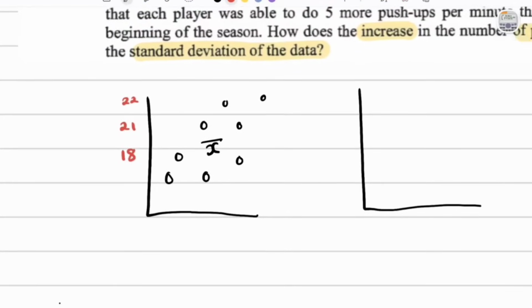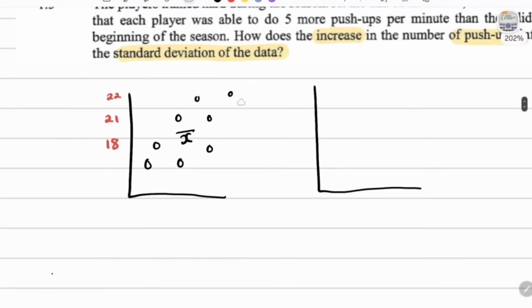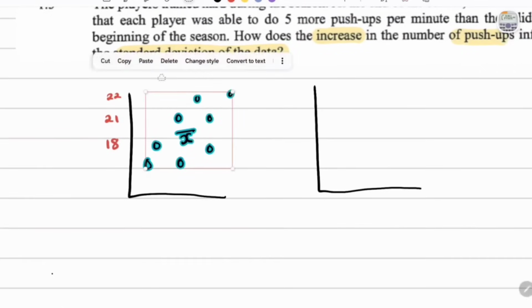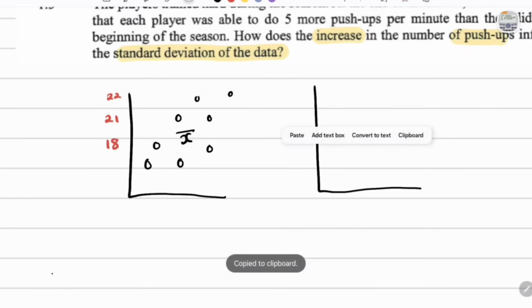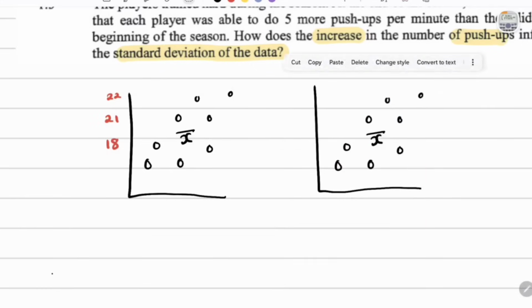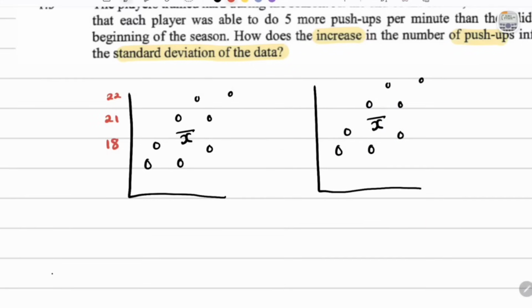So now think about that. If these same values, as they were like this, increased by 5 push-ups, your new mean is at what? It's going to be 18 plus 5, which is now 23. So it will be 23 and all these other points will also increase by 5. So this one used to be 21. It will now be 26. And that one used to be 22, it will now be 27.